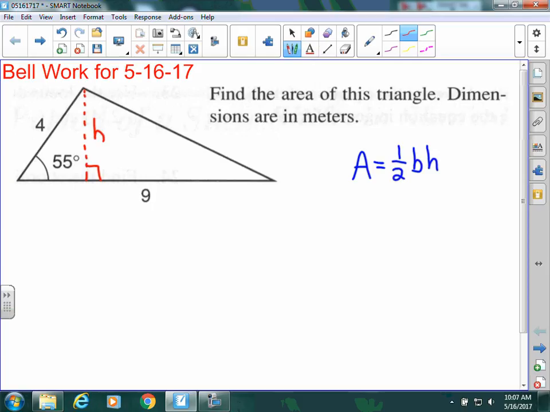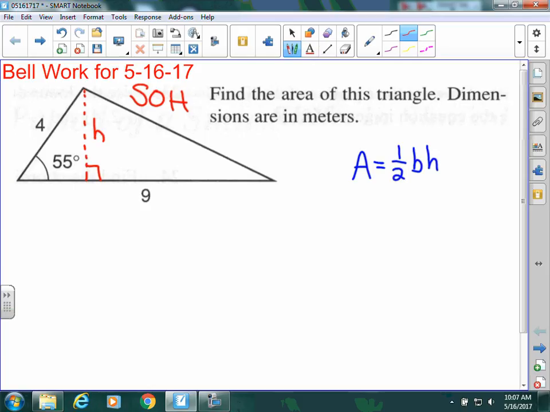Well, it doesn't tell me, so I have to kind of find it. They do give me this angle. And maybe you're thinking, hey, the height is opposite of this 55. When I say opposite, what do you kind of think about, maybe? Maybe you're thinking about SOHCAHTOA?